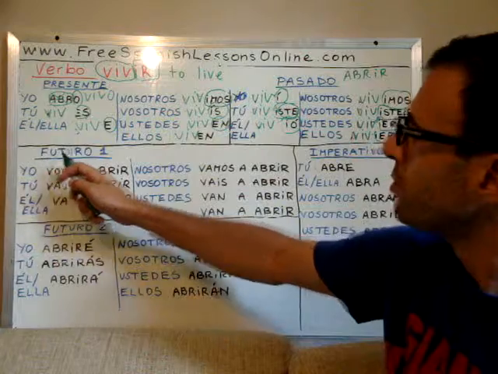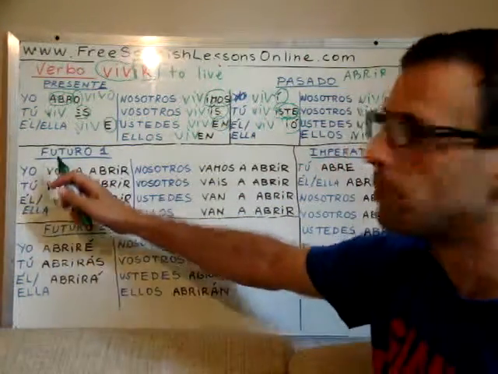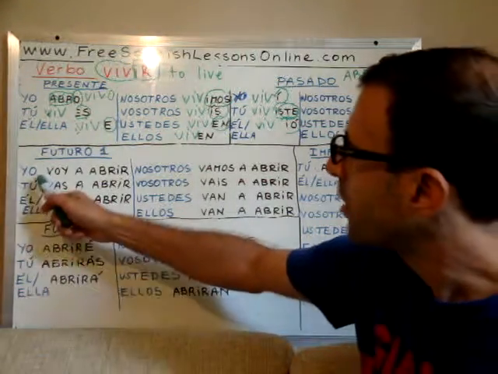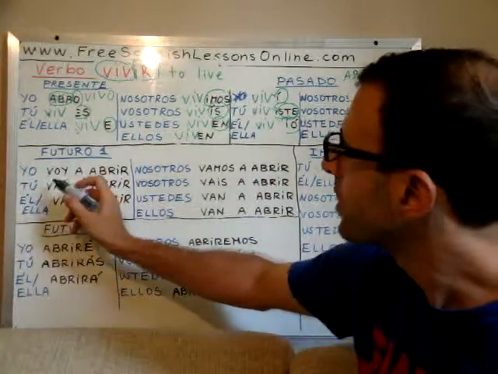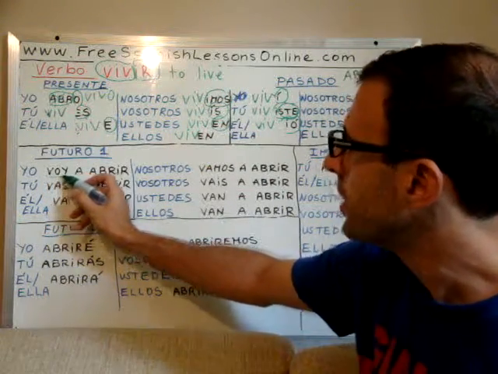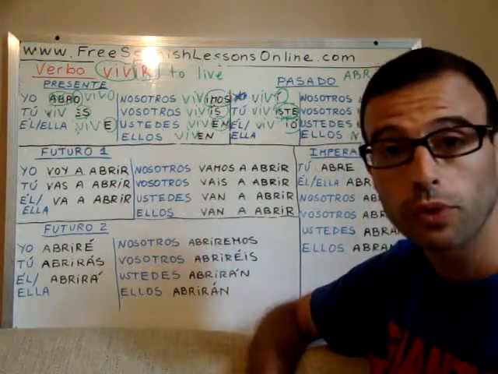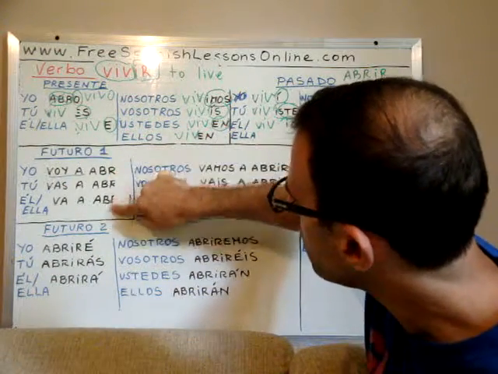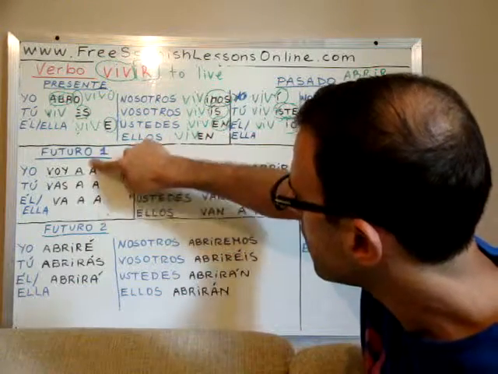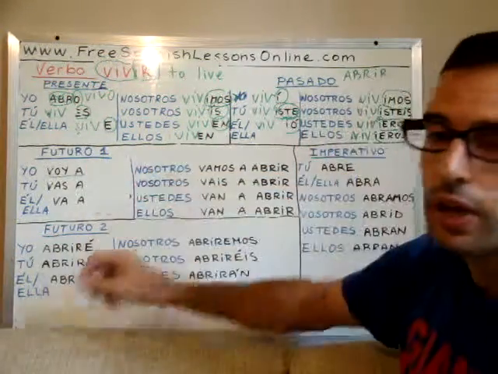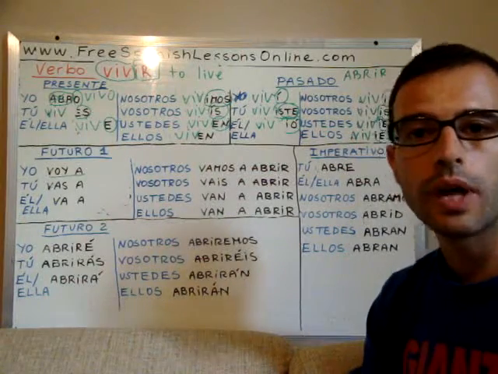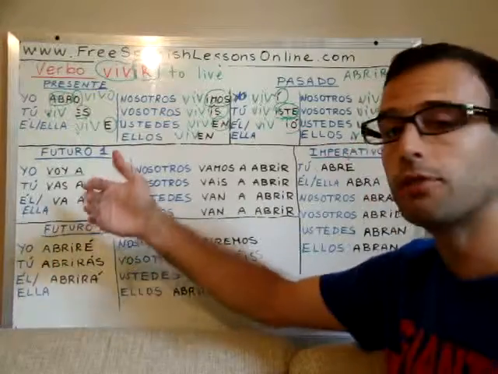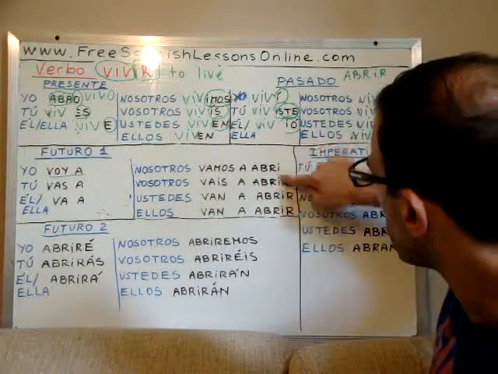Let's do future number one, okay? The one that's similar to the English. So, in this case, as we said, the auxiliary verb remains the same for all the verbs we want to conjugate. So we only change here the verb in infinitive, right? Same thing as in English. When we say, I will run, I will do, I will jump, the verb will remains the same and only the verb in infinitive changes, okay? Same thing here.